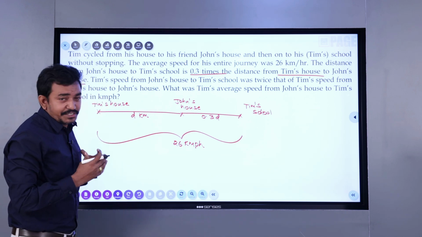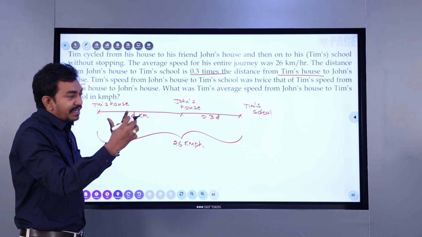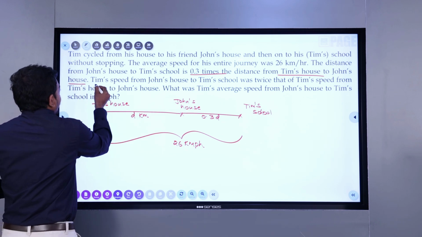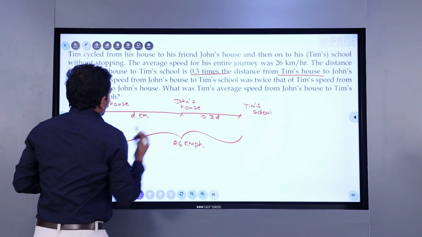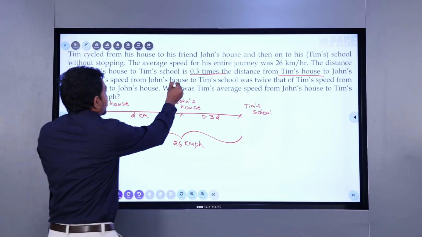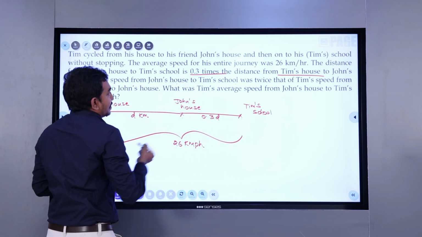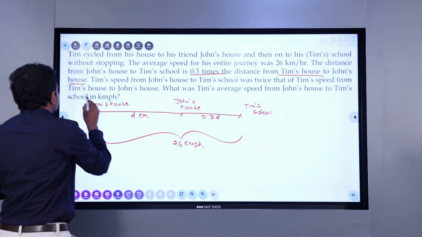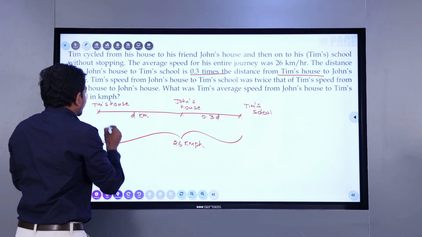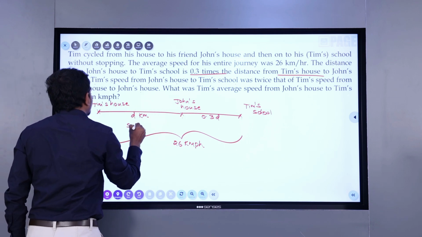So in this way, if you break down the details, the question becomes simple. Try to simplify the data into small parts. Going forward, Tim's speed from John's house to Tim's school. What is it talking about? It is talking about Tim's speed from John's house to Tim's school. This was twice that of Tim's speed from Tim's house to John's house. Let us take Tim's speed from this point to this point as s kilometers per hour.